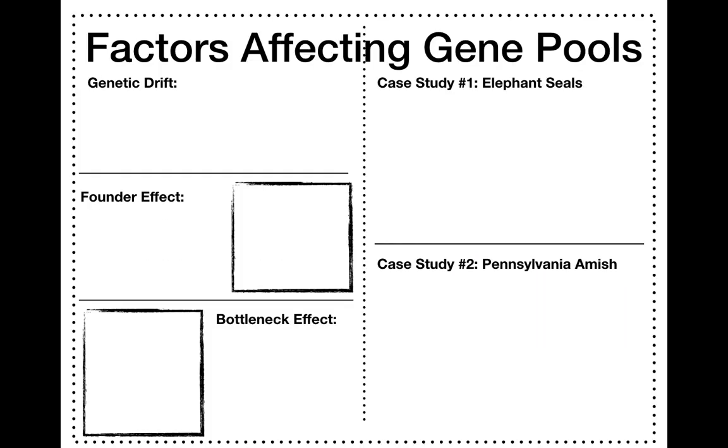It's a 2-pager. The first page is for notes, and the second page is for 2 case studies you're going to analyze. So what is genetic drift, and the founder effect with the diagram, and bottleneck effect with the diagram. And the 2 case studies, elephant seals and the Pennsylvania Amish. So pause the video and draw your template, please.